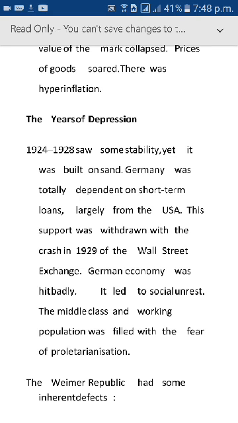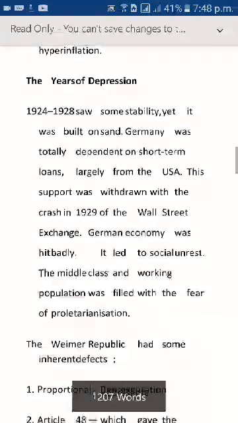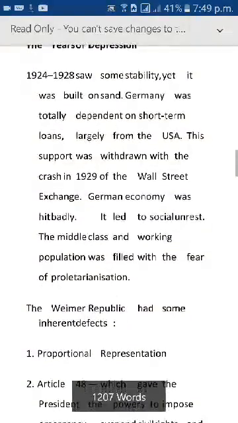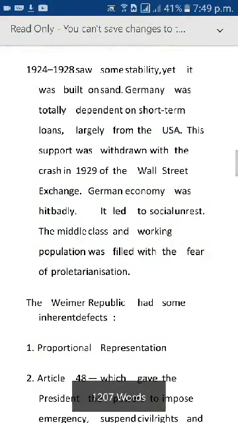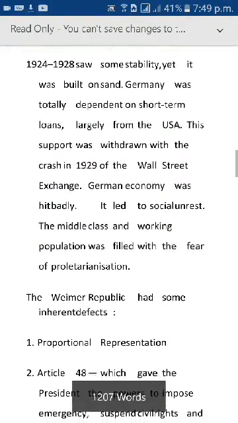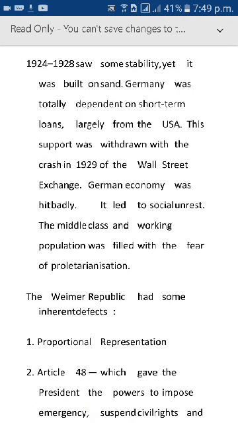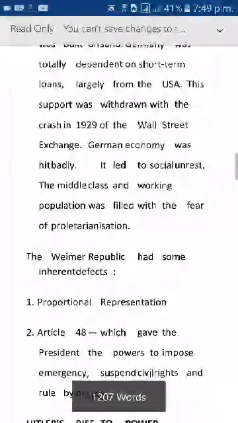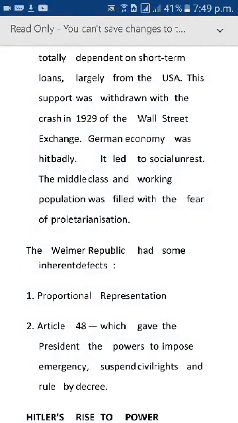The years of stability, that is 1924 to 28, saw some stability, yet it was built on sand. Germany was totally dependent on short-term loans, largely from the USA. This support was withdrawn with the crash of 1929 on the Wall Street Exchange. The German economy was hit badly. It led to social unrest.